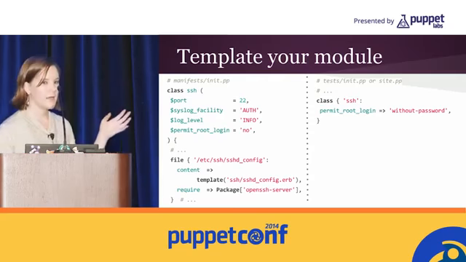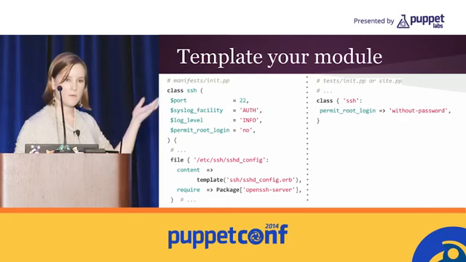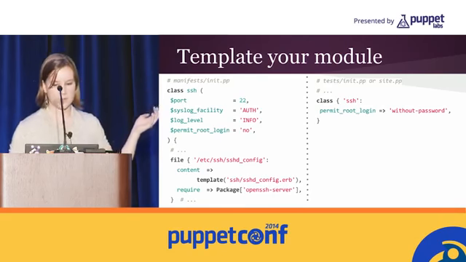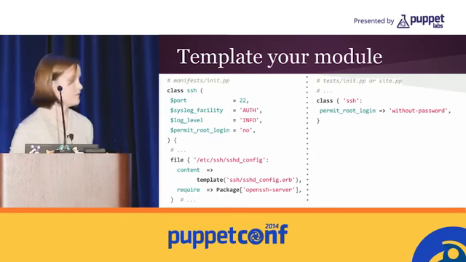We're going to make our class parameterized. We're going to add some parameters that reflect what values we want to be changing in the template. And we're going to set these values to some sane defaults, if the defaults are applicable.